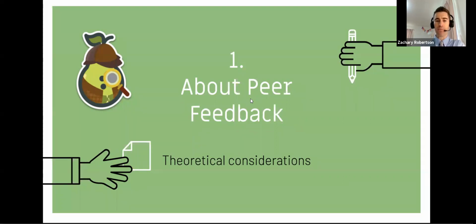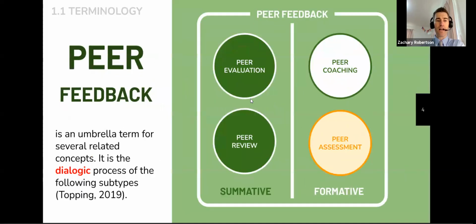So I'm just going to start talking about peer feedback itself first. We use the word peer feedback, and it kind of encapsulates a lot of different terms. You can generally divide them into two parts. There's the summative type of peer feedback, which is often referred to as peer evaluation and peer review. And this focuses more on a strict pass-fail or giving some kind of grade or rating.